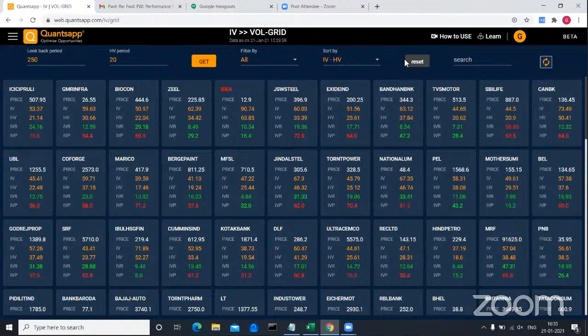IV, I think we all are familiar with the IV tool, sorry, with the IV, implied volatility. So let's make it somewhat interactive. If somebody could tell me what implied volatility is, and give me a small idea about it, just to make this session more interactive. I'm looking forward from your side.